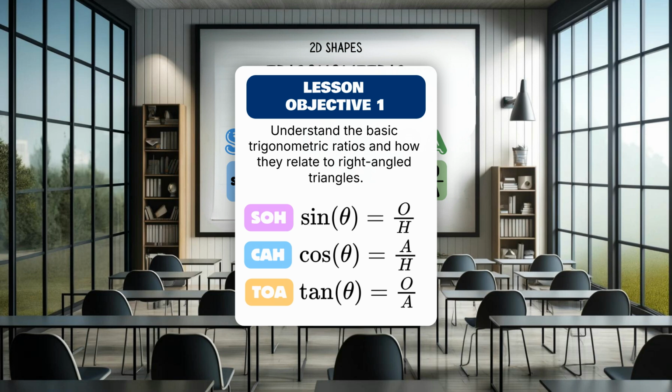We demonstrated how to use these ratios to find unknown side lengths and angles in right-angled triangles. By working through a variety of example problems, we applied these ratios to calculate missing values, ensuring a solid understanding of when and how to use each ratio effectively.